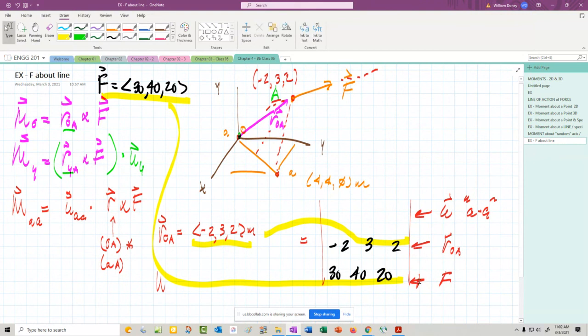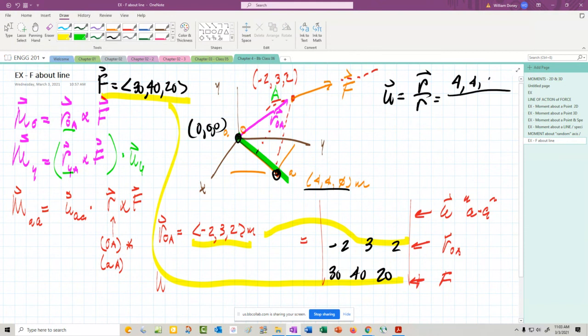And what do we do about the AA? Well, we have to build that. We have to sort of build the unit vector of that. And the way we build that unit vector is the same way we build any unit vector. We take the position vector over R. The position vector for that is going to be from this point to this point. And this point is 4, 4, and this is the origin. So that's going to be 4, 4, 0 on the top.